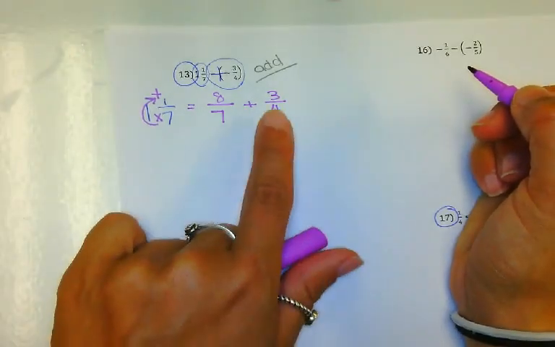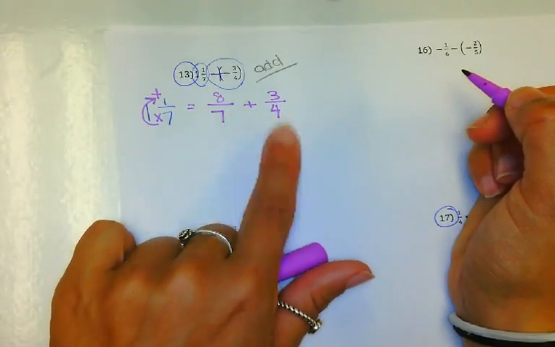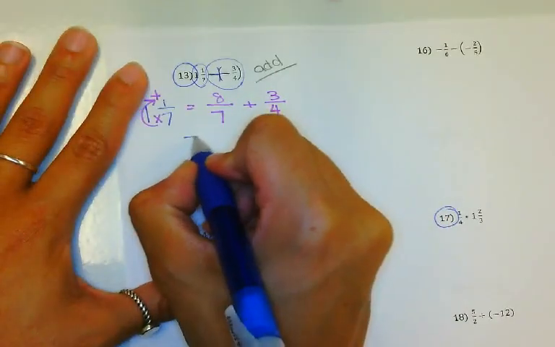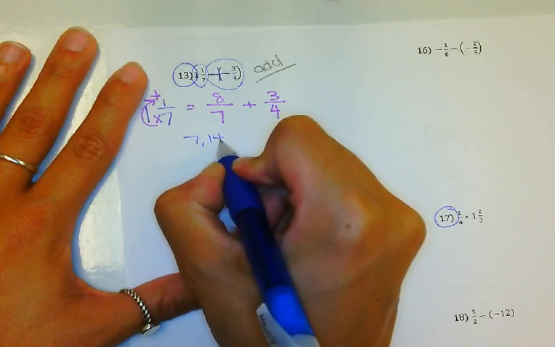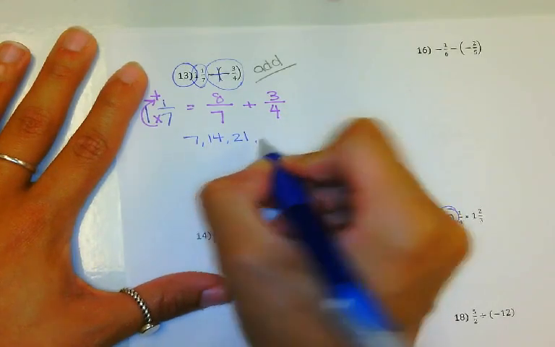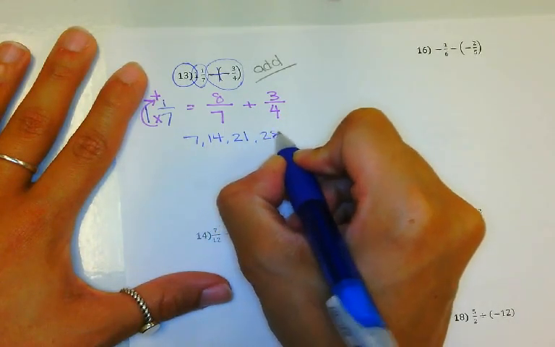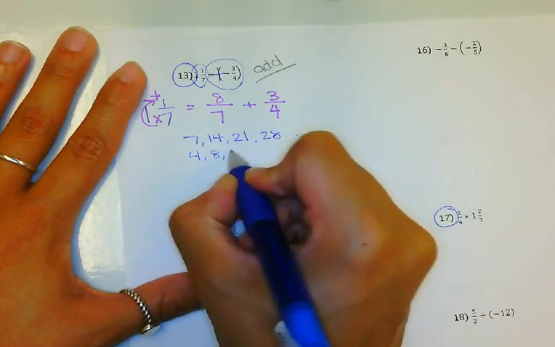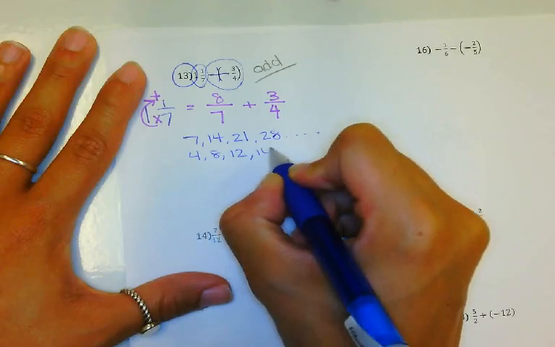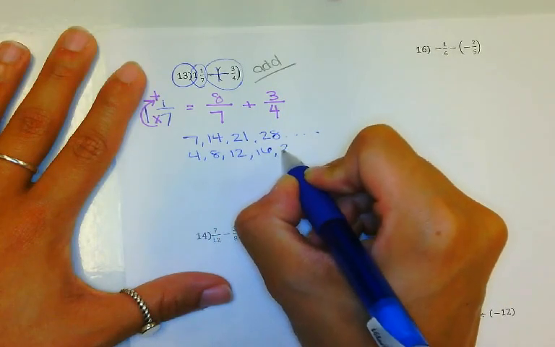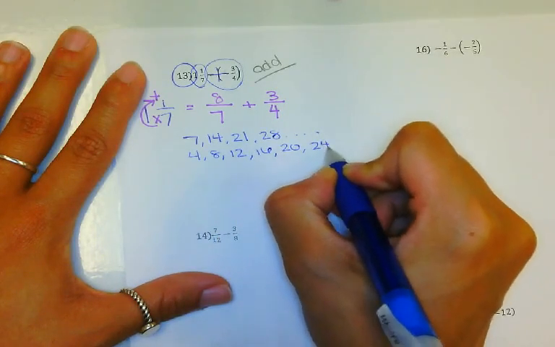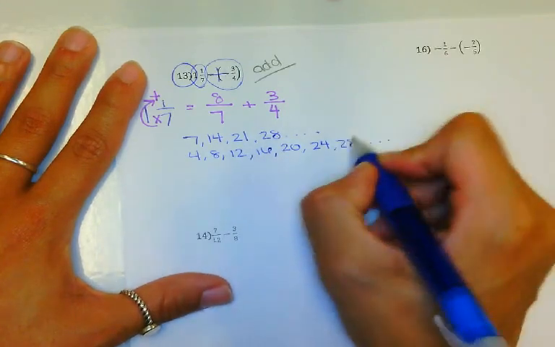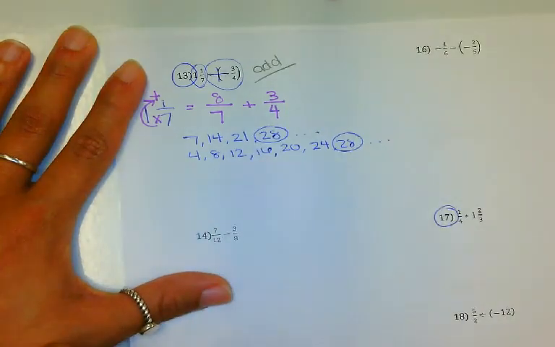Now, we don't have the same denominator. We have to change it. So we're going to write out our factors. We have 7. 7 times 2 is 14. 7 times 3 is 21. 7 times 4 is 28. On and on and on. 4, you have 4, 8, 12, 16, 20, 24, 28, on and on and on. So the number that's the same between both is this 28.